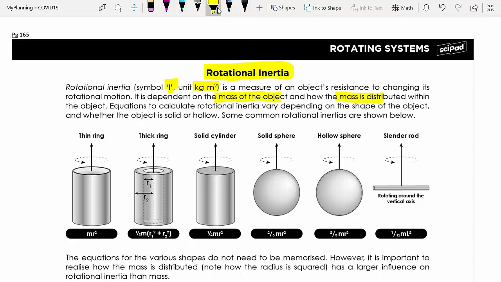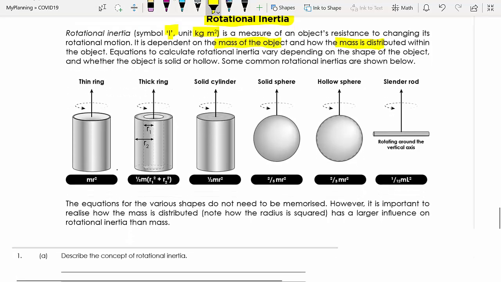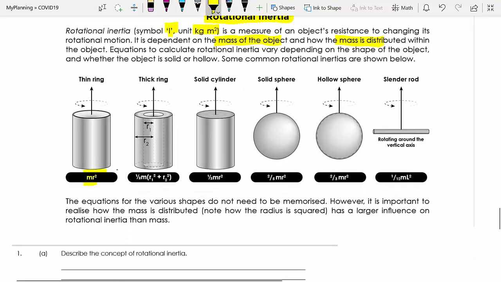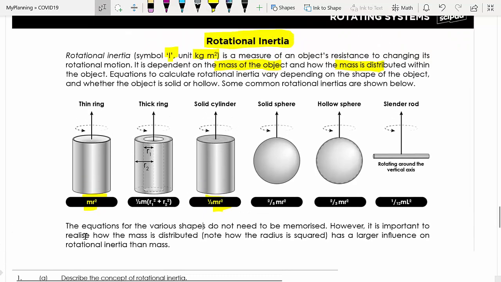It's dependent on the mass of the object and how the mass is distributed. And so here's a whole bunch of equations. Essentially, the one we use is I equals mr squared, or I equals a half mr squared. They tend to be the two, and if you expect to use another one, they'll explain that or give that to you.